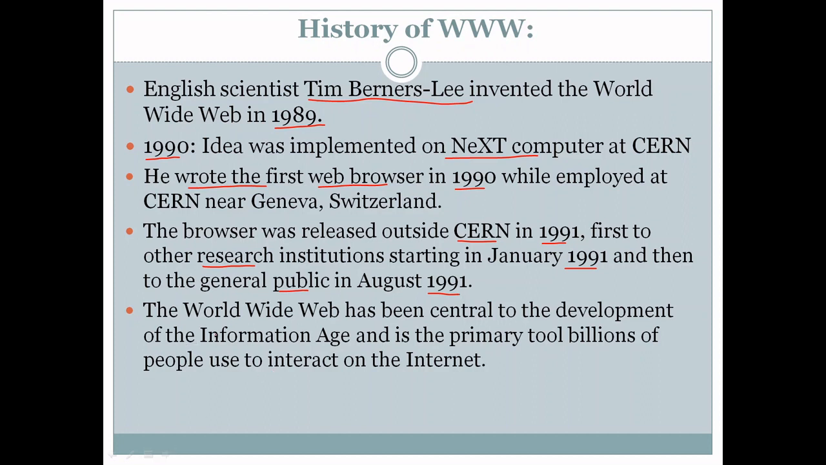The World Wide Web has been central to the development of the information age and is the primary tool billions of people use to interact on the internet. So today the World Wide Web, or WWW, is a very important part of our life. We do lots of things by using the World Wide Web today. We cannot imagine our life today without this WWW.